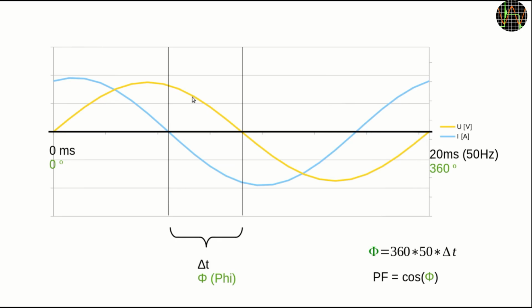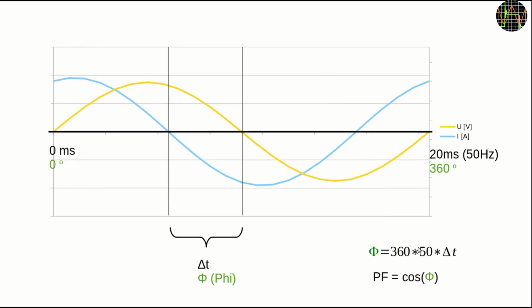It crosses 0 here, and sometime later the voltage also crosses the 0 line. The time difference is called delta t and can be measured. Using the fact that a full period is equivalent to 360 degrees, it is easy to calculate the phase angle phi that corresponds to delta t.